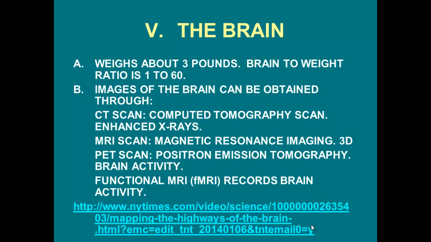All right, let's talk a little bit more about the brain. The brain weighs only about 3 pounds. All right, so if you're 400 pounds, is it still 3 pounds? No, it's probably 3 pounds and a quarter or something like that. It's still about 3 pounds. The brain weight ratio is about 1 to 60.